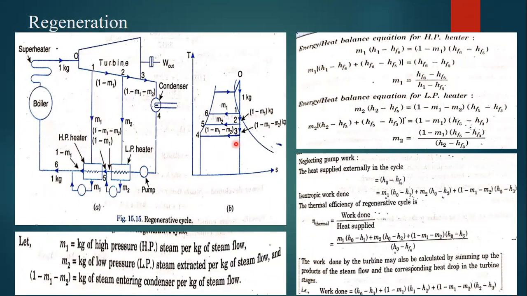For the same thing, I have drawn some TS diagram. First of all, we have already seen this is process 0 to 1, which is going to take place in the turbine, and heat supplied in the boiler from this one to this one. Here 6 to 0 is the heat supplied to the boiler, and 0 to 1 is an isentropic process. 0 to 1, that means since we have extracted m1 kg of steam, that was taken and added here.